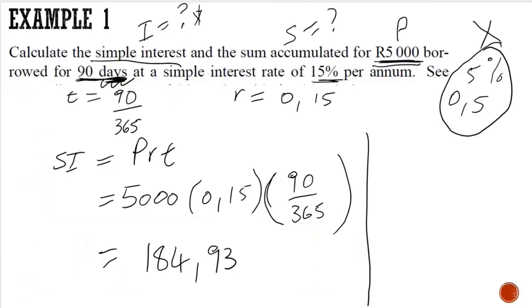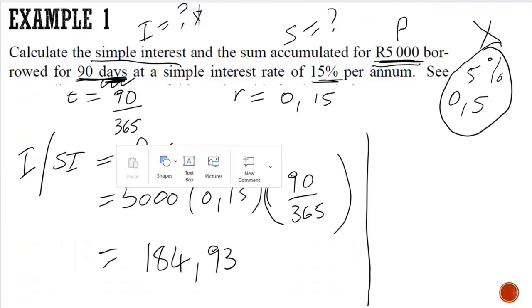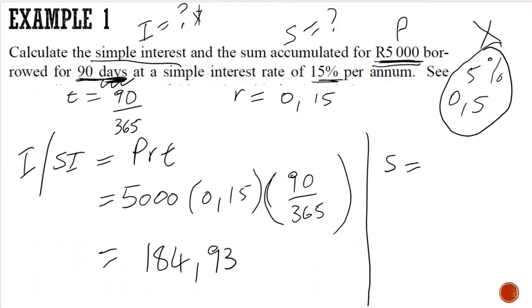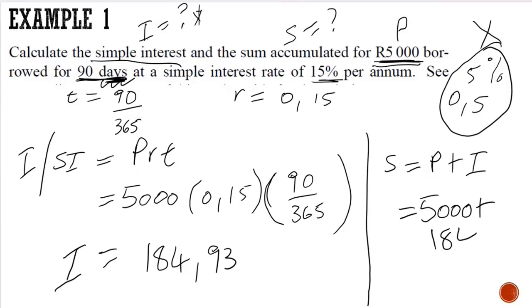Remember, this I is the simple interest. So your sum accumulated is equal to P plus I. Your P is given to you, it is 5,000, plus your I, which is 184.93. This is the simplest one. So you find that your accumulated amount is 5,184.93.